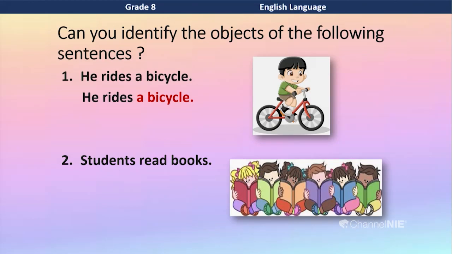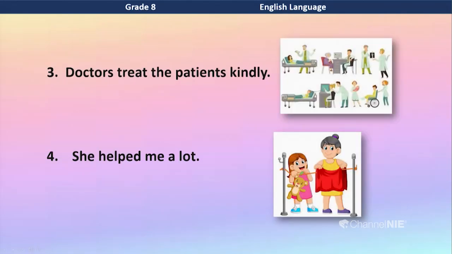Miss, what about the second sentence? Students read books. What do students read? Books. So, the object is books. It's a plural object. Students read books. Books is the object. Right. Let's move on to the next one.